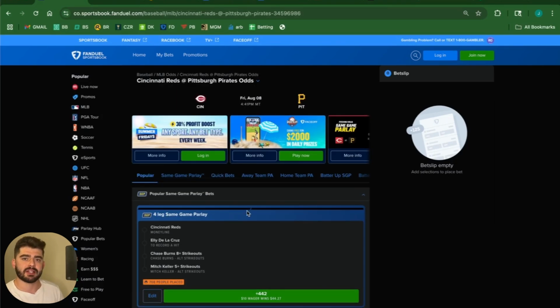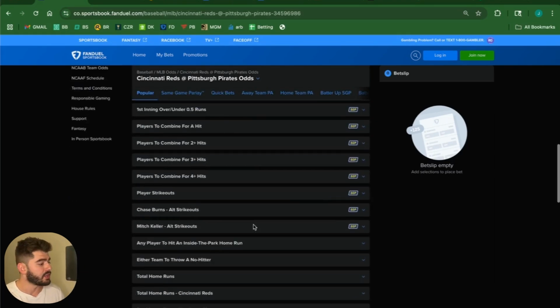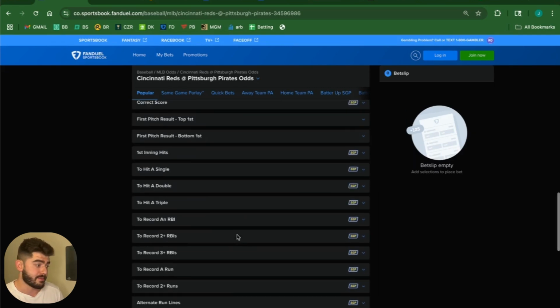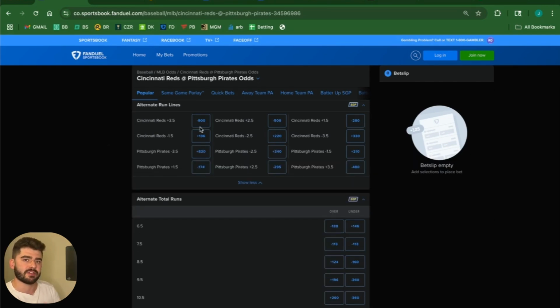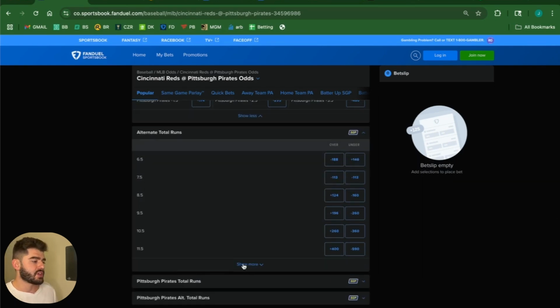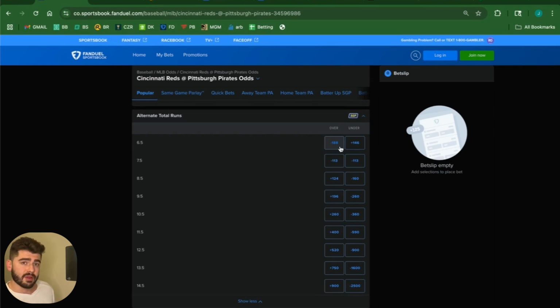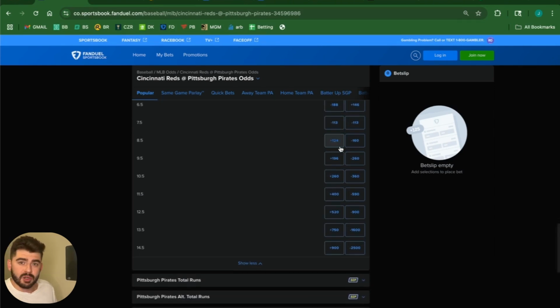Not only are there main lines, but there's alternate lines. Alternate lines you can find when you click into a game. You'll see it down here, alternate spreads and alternate totals. Depending on the sport, they might call it something different. For baseball, it's alternate runs, but it means the same thing. In here, you can click different versions of the spreads, ranging from plus 3.5 all the way up to minus 3.5 per team. Same with the totals. You can click all the way from 6.5 all the way up to 14.5 for the specific game.